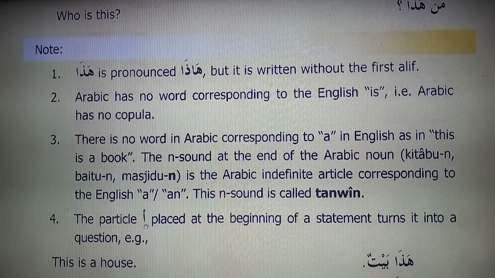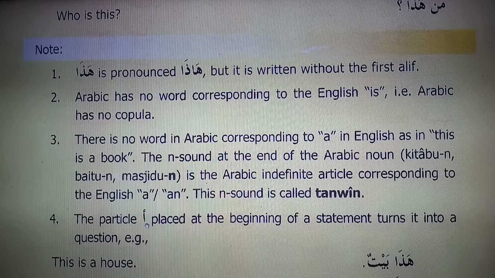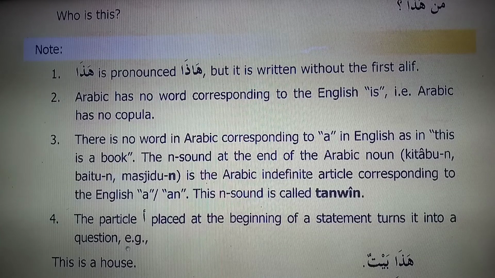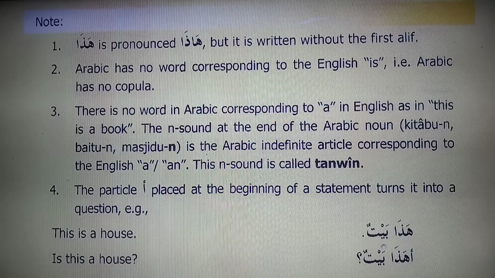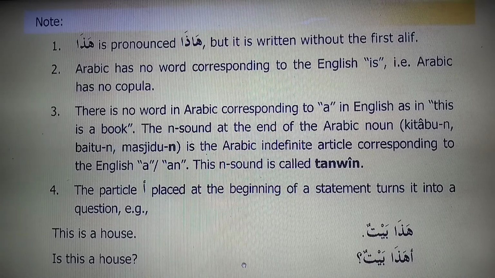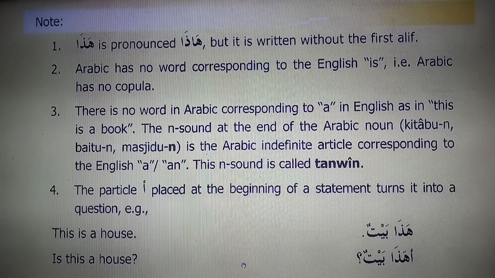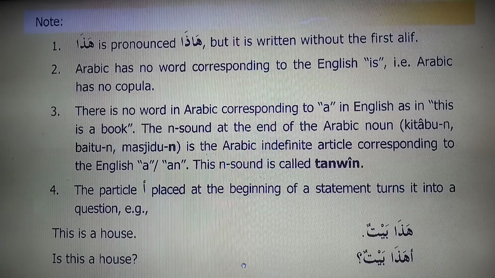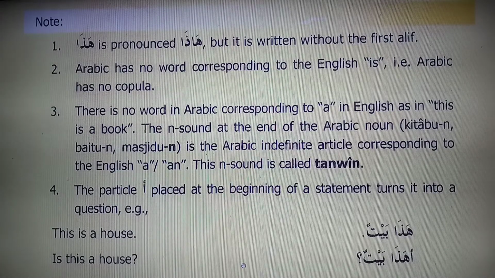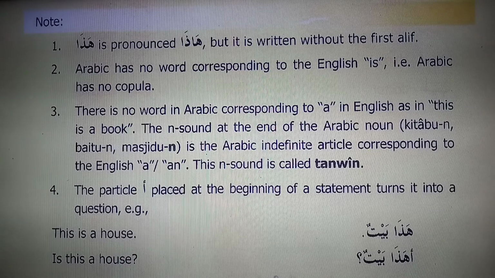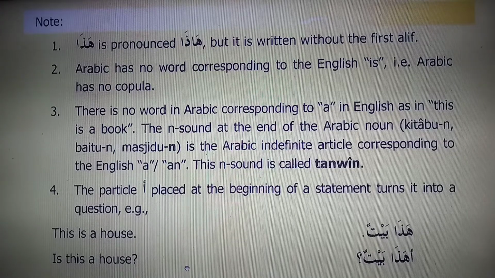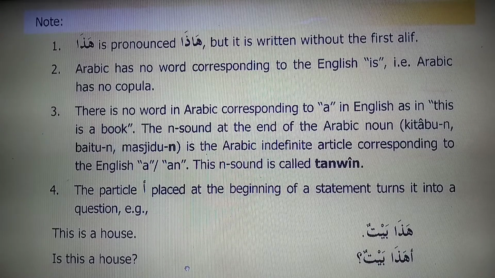The particle alif al-istifham, we spoke about it. It's for asking questions. Placed at the beginning of a statement, it turns it into a question. For example, هذا بيت, this is a house. أهذا بيت, is this a house? Okay, and if it's a boy, for example, هذا ولد, and then you could say أهذا مدرس, is this a teacher? So you can construct as many questions as possible using Hamzat al-Istifham. This is a house. Is this a house? That's basically how you construct this kind of question. And you can construct as many questions as you want.